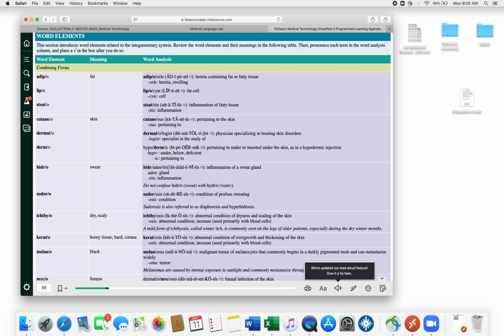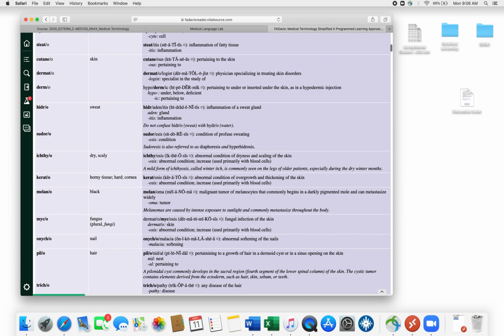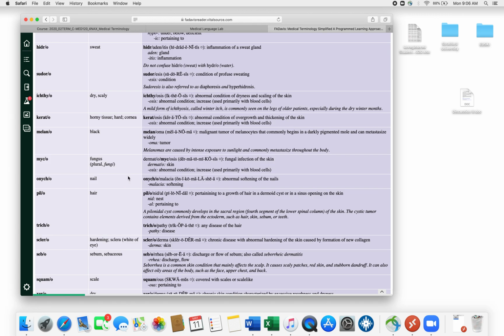Hidradenitis, itis, inflammation or infection. Hidr, the sweating, and aden, which is gland. So the sweat gland can easily get infected, and it happens a lot in people who have acne vulgaris and stuff like that. Ichthyosis, osis, abnormal condition. Ichthy in Latin means fish, so dry, scaly, scales like a fish. So that's ichthyosis.